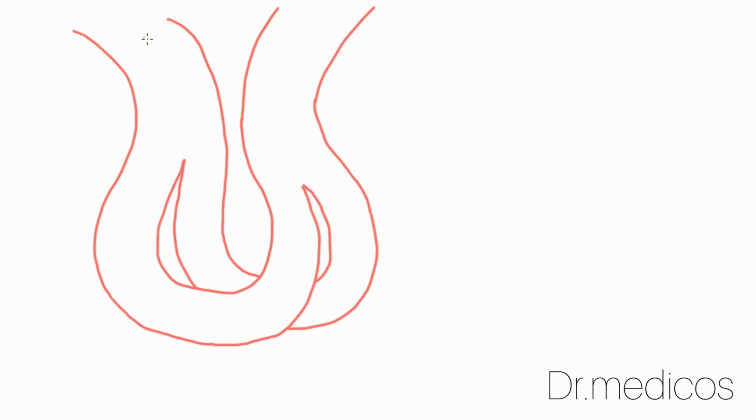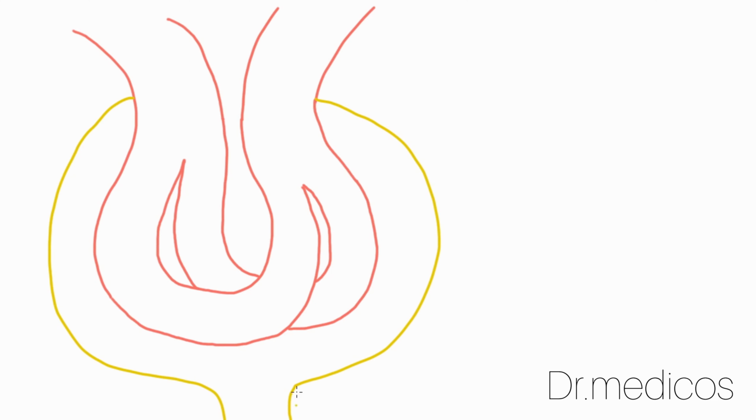So here's a glomerulus, and we've talked about how fluid coming through here gets squeezed out through these capillaries of the glomerulus, and that fluid goes into this cup-like structure that we call Bowman's capsule. So it gets collected here in the capsule and sent down into the nephron.